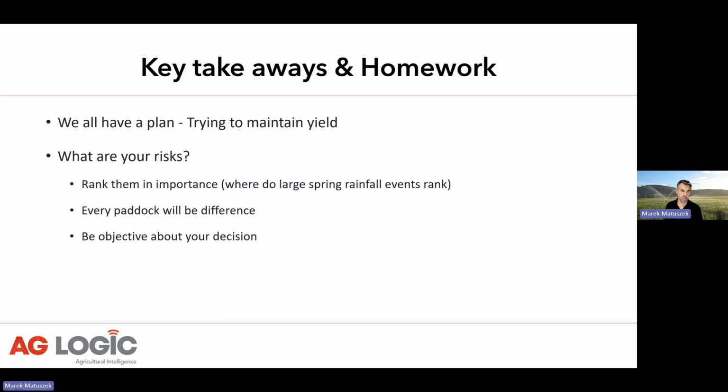So rank them in importance, and hopefully that step through some of those graphs that I showed you gives you an indication of how we can use that data to understand where to rank your importance. And within that, being topical, where do your large spring rainfall events rank? Are they high on the list that we want to make sure we don't get hit by, or are they fairly low on the list and something you can just duck out of the way and let pass?